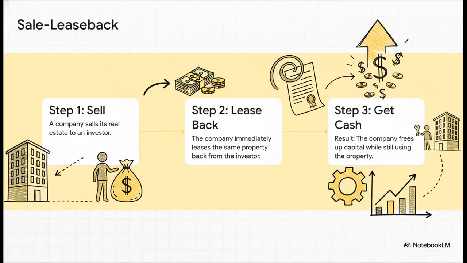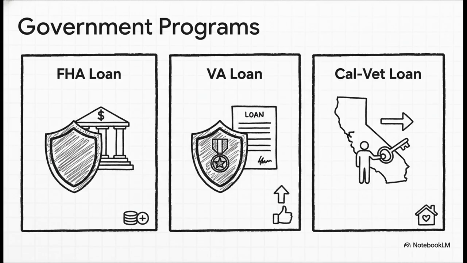Pretty smart, right? And you can't talk about real estate finance without talking about these big government programs. Now, most of them, like the FHA or the VA, don't actually lend you the money themselves. What they do is insure or guarantee the loan for the bank. This makes the bank feel a whole lot safer, and because the risk is lower for them, they're willing to offer you a loan with much better terms, like a tiny down payment. Now, the CalVet loan is a bit of an exception. That one is a direct loan from the state of California for vets.